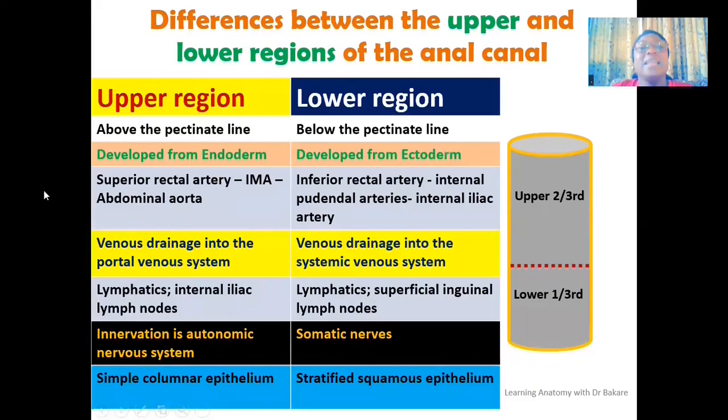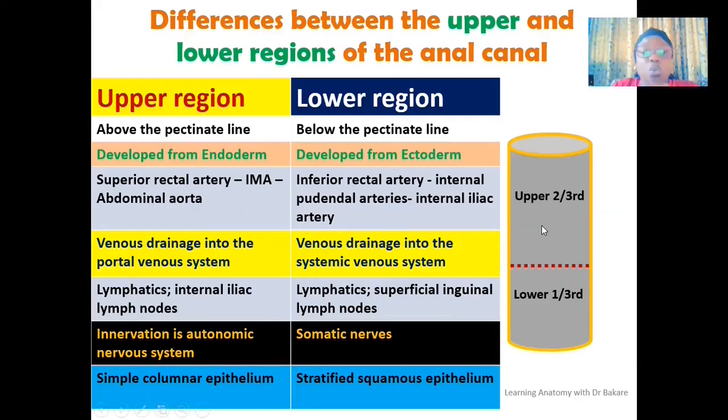So looking at this, the upper region, of course, will be above the level of the pectinate line. This is the pectinate line here highlighted in red. So the upper two-third is definitely above it, while the lower one-third is the region below the pectinate line. The second difference would be that the upper two-third develops from embryonic endoderm. We stated this in our previous slide. And also the lower region developed from the embryonic ectoderm.